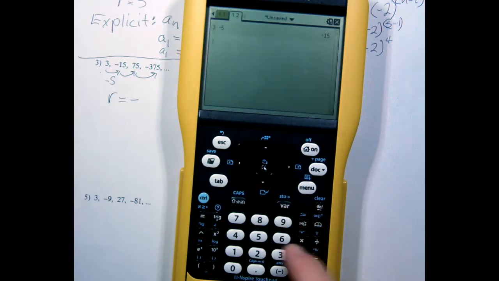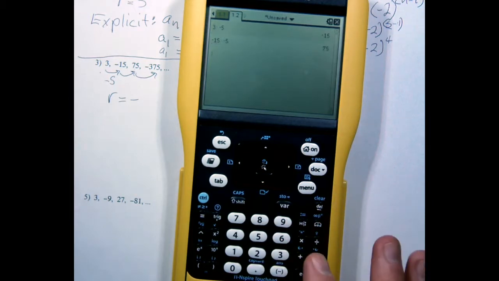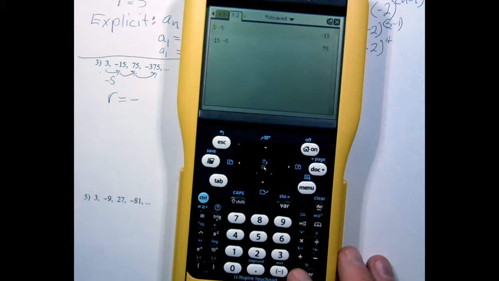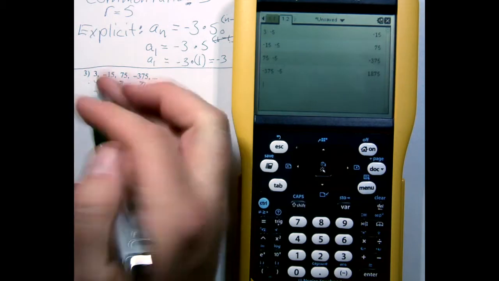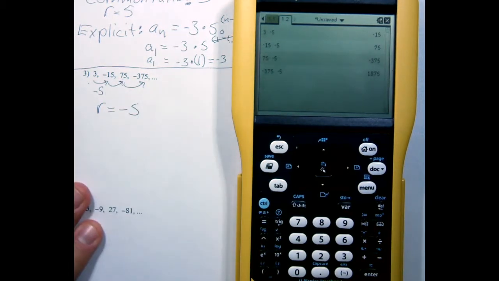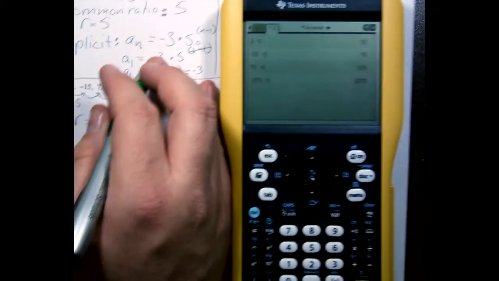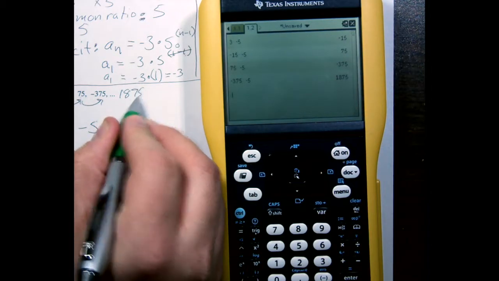I'm going to take that and multiply that by -5. Sure enough, I get positive 75. Do it again, I get -375. If I do it again, I get positive 1875. So first of all, my common ratio is -5. And then my next 3 terms are going to be 1875, positive 1875.